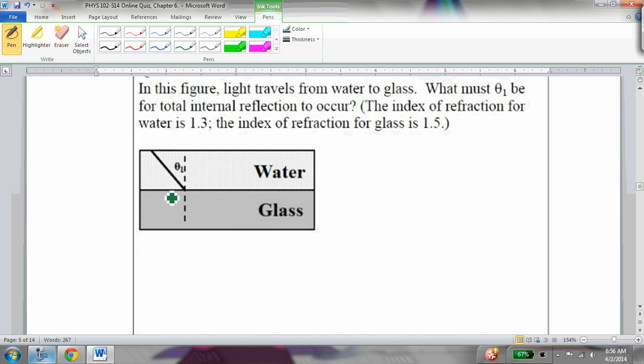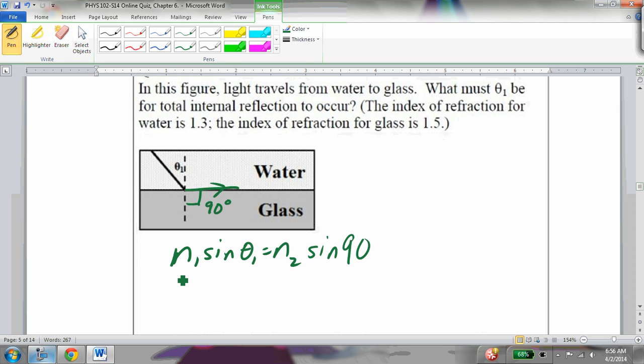Figure, light travels from water to glass. What must theta 1 be for total internal reflection to occur? Remember, total internal reflection occurs when theta 2 is equal to 90 degrees. So it's just a special case of the law of refraction. And so I would say n1 sine theta 1 equals n2 sine of 90. And solving now for theta 1, so I have 1.3 sine theta 1 equals 1.5. And then I solve that for theta 1.